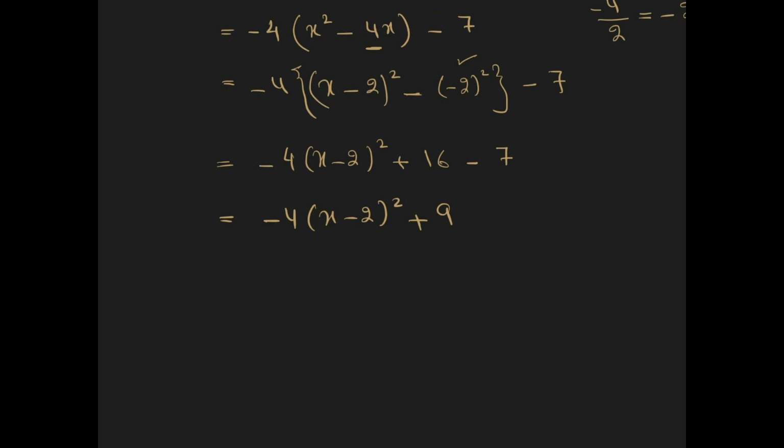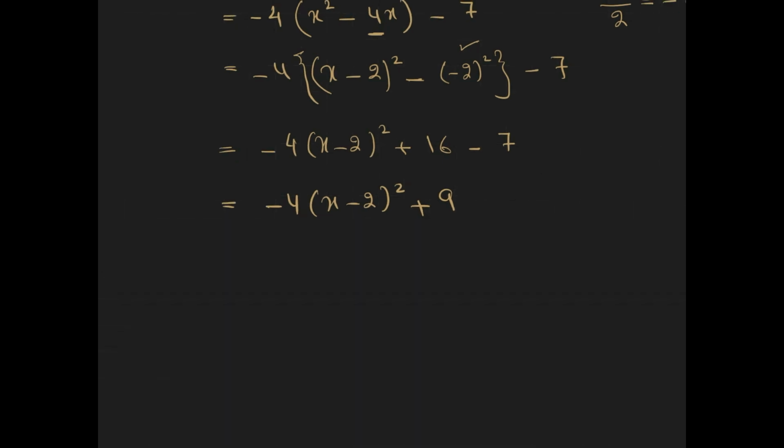Once you have changed this function into completed square form, we can then decide a few things. Number one, the general shape of the graph. Number two, the coordinates of the vertex.